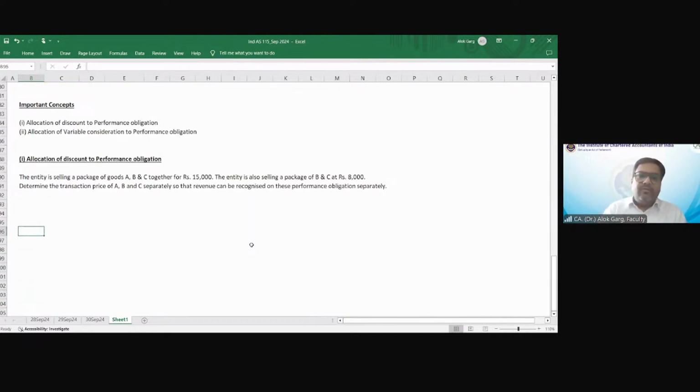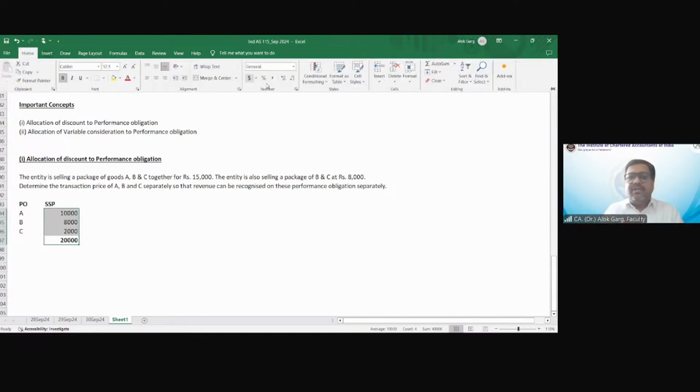Now let me give you the standalone selling price for these three goods and services. This is the performance obligation: A, B, and C. This is the price: 10,000, 8,000, 2,000. This is the standalone selling price. I need to know the allocated transaction price. What is my transaction price? 15,000. What is my total of the standalone selling price? 20,000.